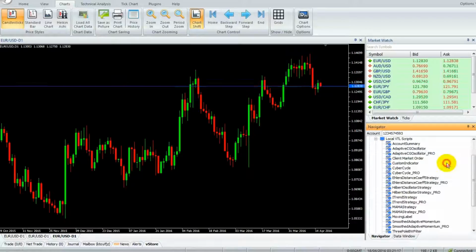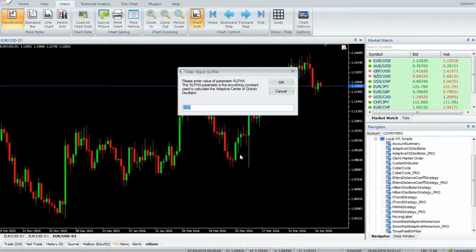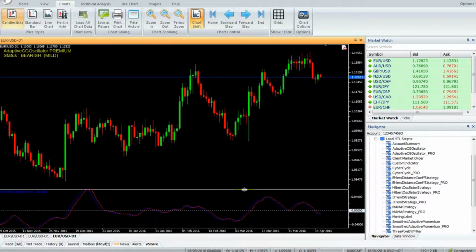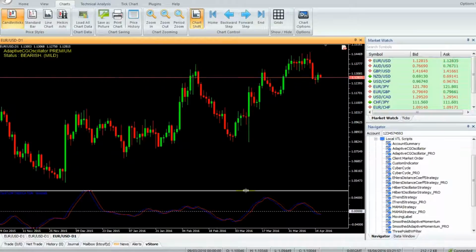After attaching, you need to input values for the various parameters used in this indicator. You can also opt for the default values as well. Parameters are alpha, the smoothing constant used in the Adaptive CG Oscillator; lot size, the lot size of the trade; TP points, the take profit in points; SL points, the stop loss in points; magic, the unique identifier for trades generated by this robot; point default, the point value of the current instrument.